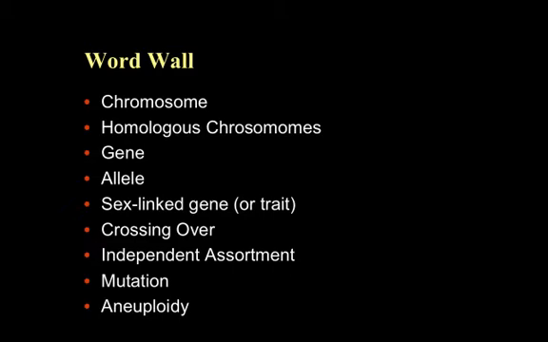A mutation is a change in the DNA sequence that results in a different protein and a different trait. A lot of times recessive genes or traits are produced this way. And then aneuploidy is basically a situation describing a cell whose chromosome number is different than that of normal.